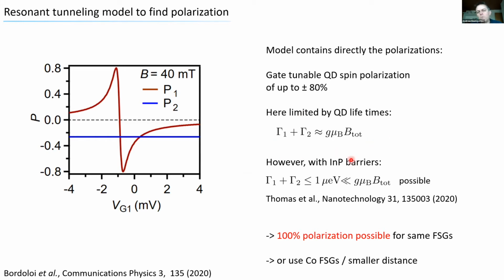And if we look at what limits this number, we find that our quantum dot broadening is now similar to the Zeeman splitting. But in another paper we have shown that if we use ground barriers, we can go to very large lifetimes, very low broadening, and then we could in principle achieve 100% spin polarization. And we can also engineer the geometry of the split gates a lot more.